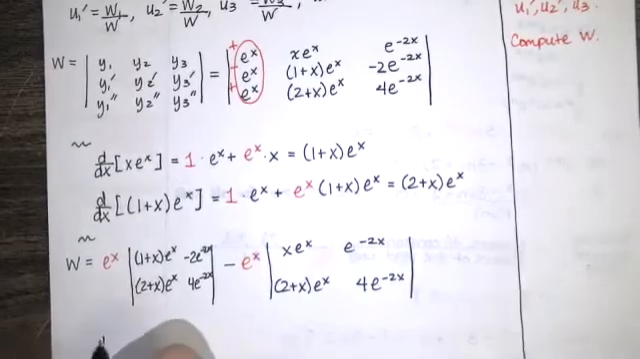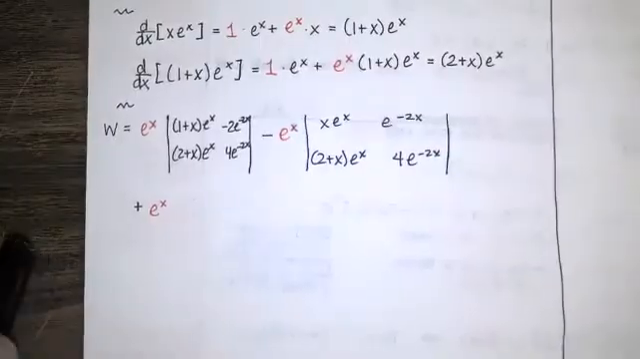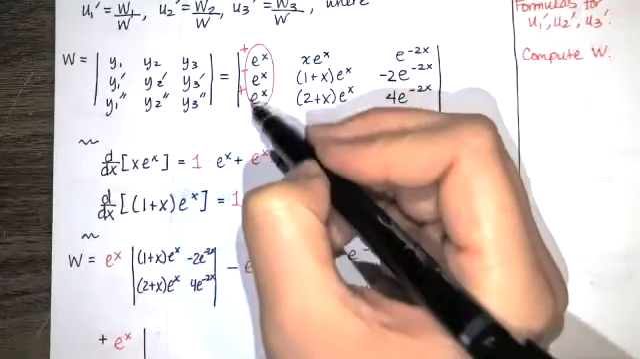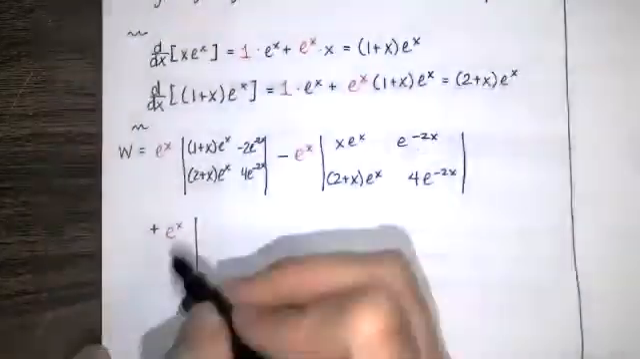And then for the last one, we've got e to the x times. We cross out the row and column containing that last e to the x, and we've got this guy right here.